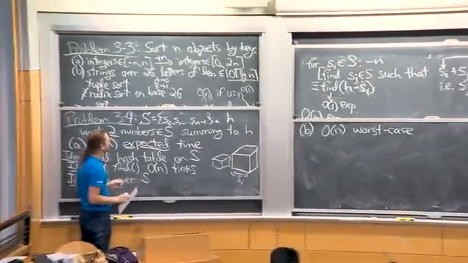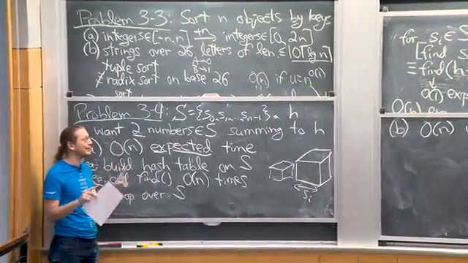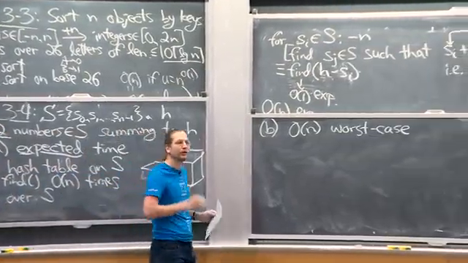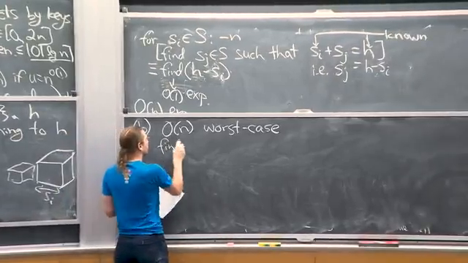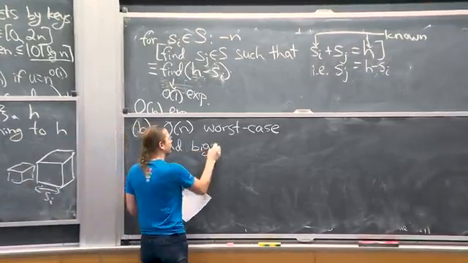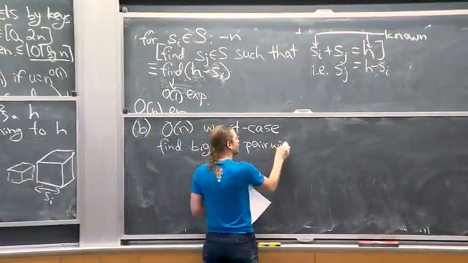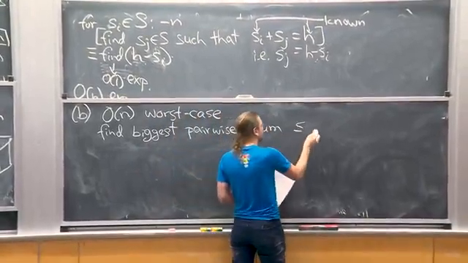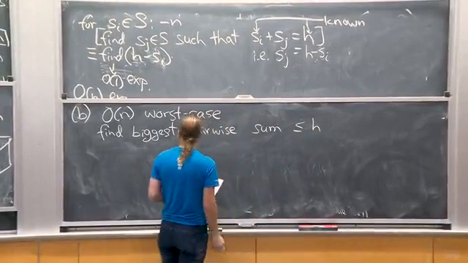Furthermore, so here we just needed to solve the exact problem, to find whether there are two numbers summing exactly to H. Now we would like to find the best solution smaller than or equal to H. So find the biggest pairwise sum that's less than or equal to H, if there's no perfect pair.